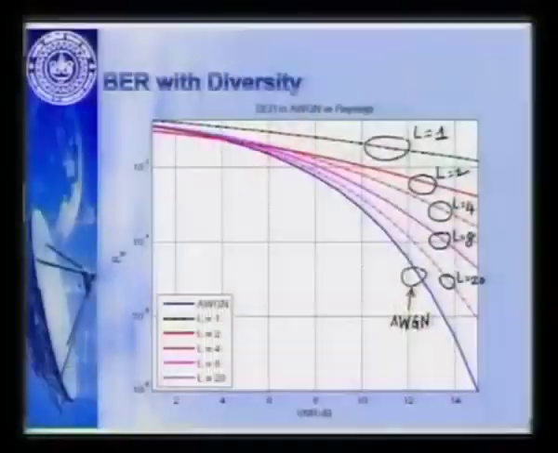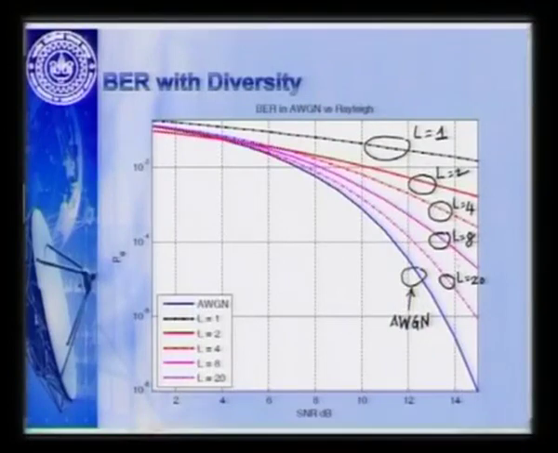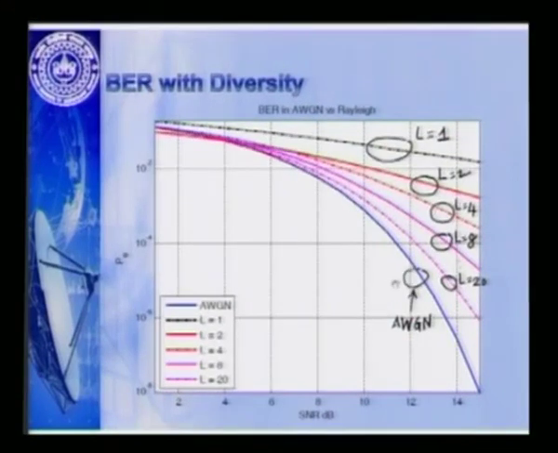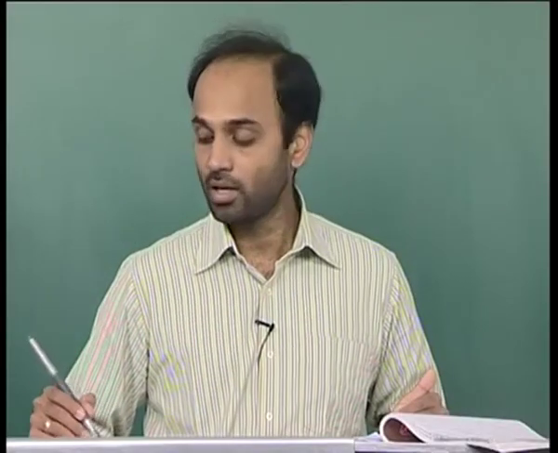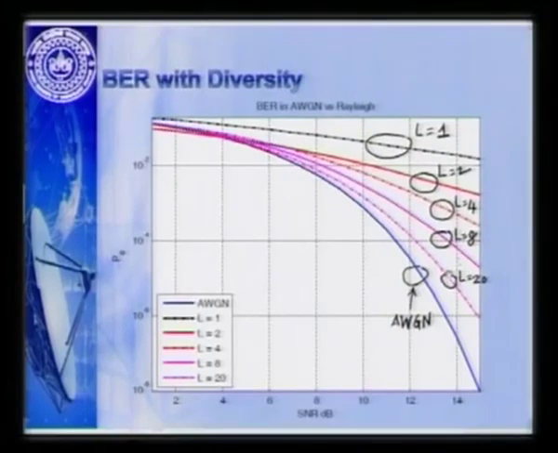Let me just go back to the slide to show you what we had. We saw that for diversity order 1 we had a high bit error rate, diversity order 2 slightly lower, diversity order 4 lower, 8 lower, 20 even lower. As the diversity order keeps progressively increasing, in the limit we approach the AWGN channel, which is simply the digital communication channel, because we can think of a wireline communication channel as having infinite diversity order.